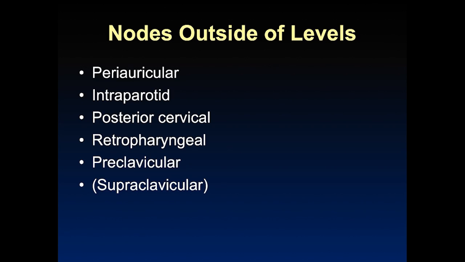Posterior cervical nodes, that is usually located in the subcutaneous regions in the posterior cervical region. We'll see examples of that. And as well as retropharyngeal nodes and preclavicular nodes, which are technically really inferior level 6 nodes, but they're important because they're easily missed due to streak artifact from surrounding bony structures.